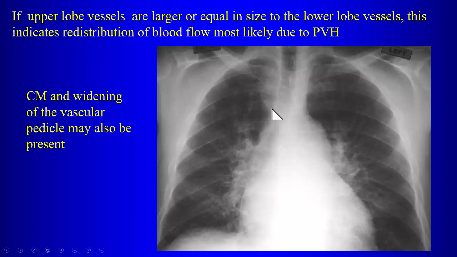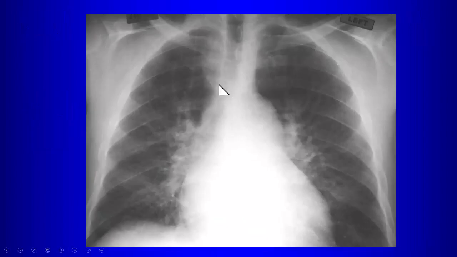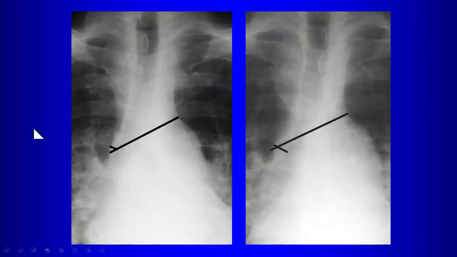You can also have widening of the vascular pedicle towards the right from distension of the superior vena cava. So distension of the superior vena cava can give you an idea of the intravascular fluid volume, and that's very helpful if you're comparing serial radiographs on the same patient. So this is the same patient here when they have some pulmonary venous hypertension, and here where they're more normal. Notice the widening of the vascular pedicle to the right here because of increased intravascular fluid.